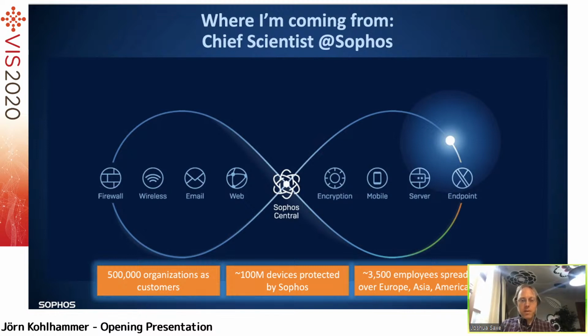We've got about 500,000 organizations that we defend with our products and services. We protect about 100 million devices, and we've got about 3,500 employees spread all over the world, mostly in Europe, Asia, and the Americas. So as chief scientist, I'm mostly focused on data science, research and development, and ultimately productization of our research across this whole portfolio of products and services. So that's the perspective from which I'm coming when I give my opinions about our field.